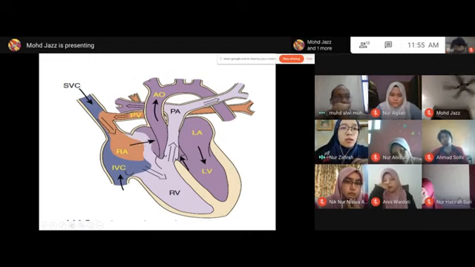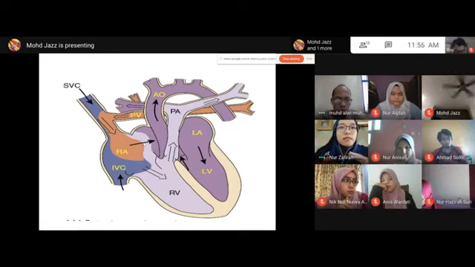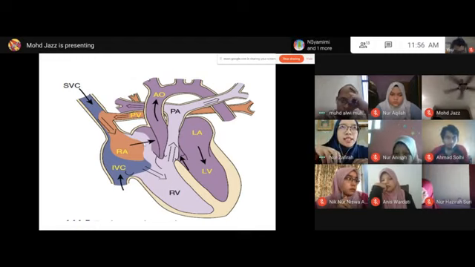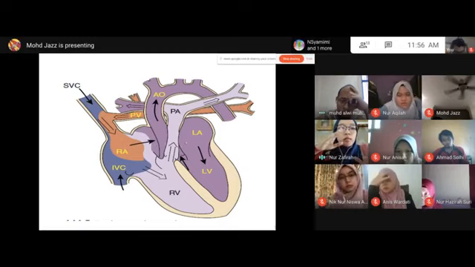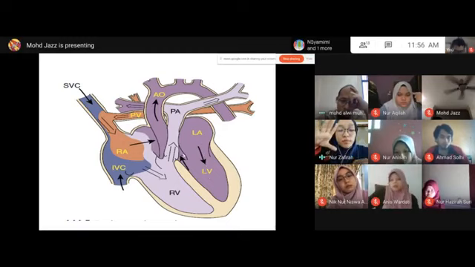So from this picture, there must be a defect. There is a defect on the atrial level, from the right atrium into the left atrium, so that with the mixing, the blood can go into the aorta to supply the body tissues.